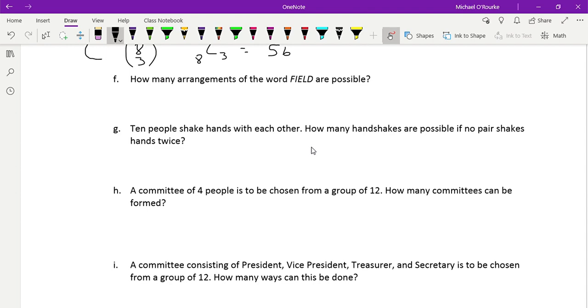Permutation is correct. Isn't there 5 factorial? 5 factorial, yeah.